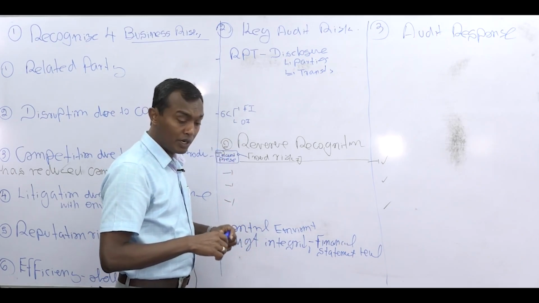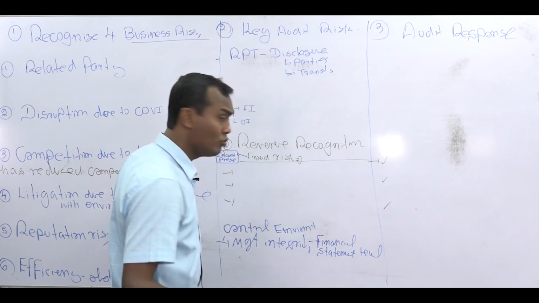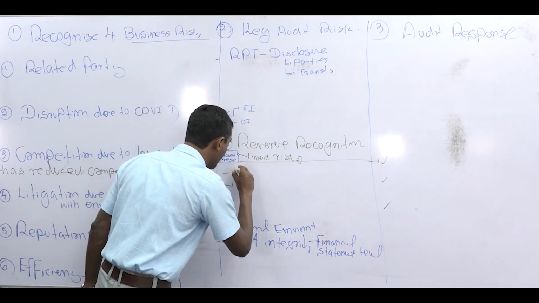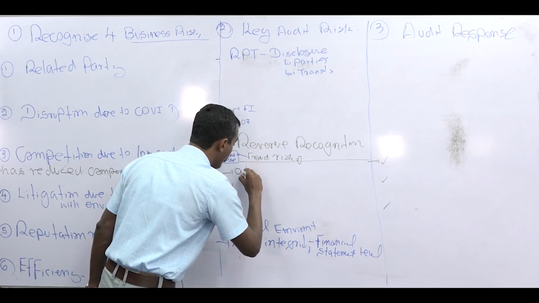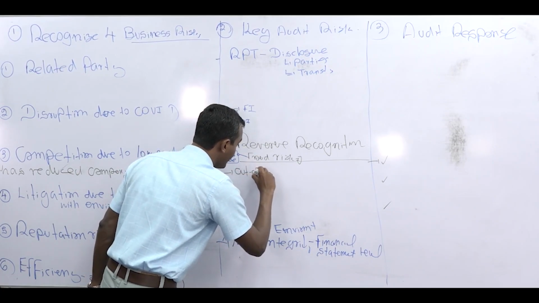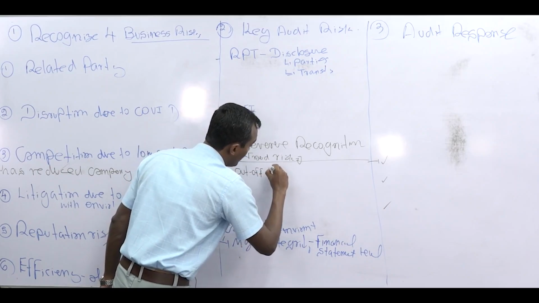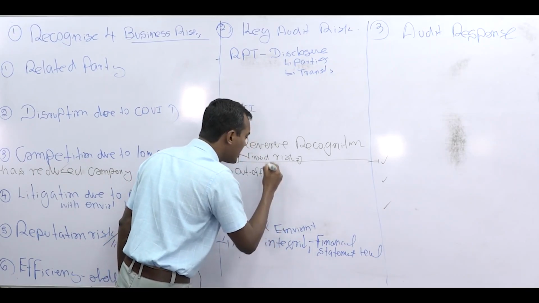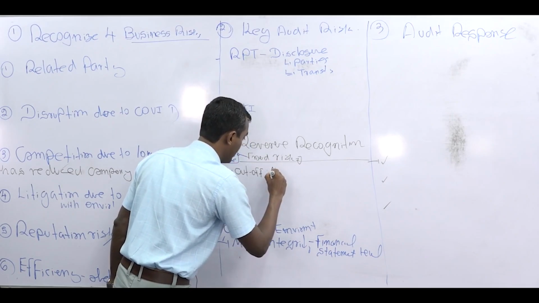So now, revenue recognition fraud, how can it happen? One is you record revenue in the wrong period. Assertion wise, cut off. Cut off means recognizing revenue early. That's how you can record revenue early, right?